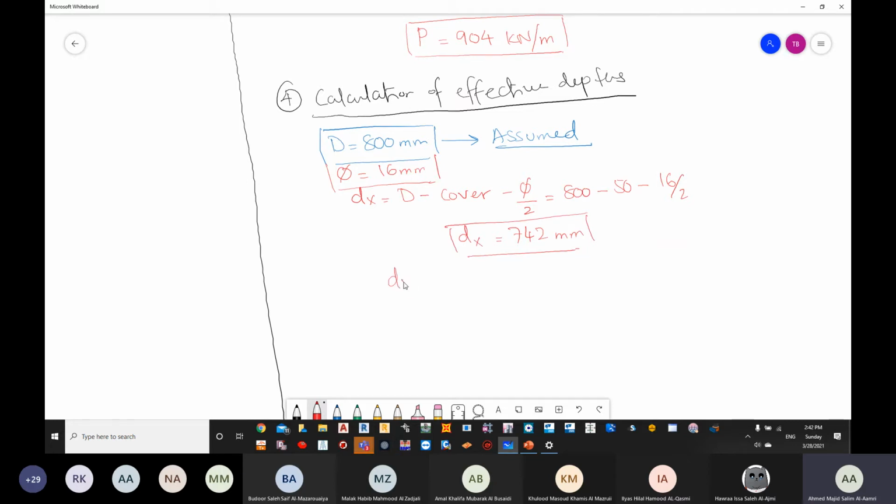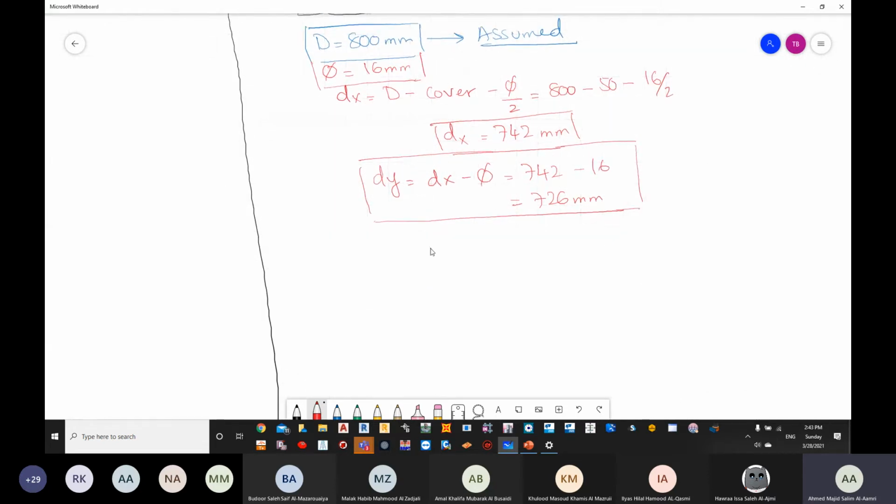This is my dx. What about dy? dy is equal to dx minus diameter. So that's 742 minus 16. How much is this? 726 millimeters. Now we don't use dx or dy; we normally use d average. My d average is dx plus dy divided by 2. How much is my d average? 734. So this is going to be the value to be used.